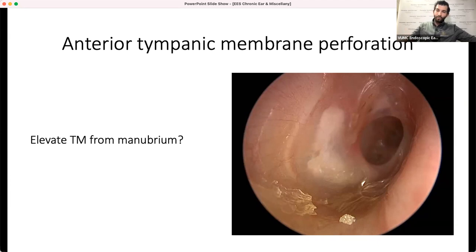When we report our outcomes on tympanoplasty, we're usually reporting outcomes at 500, 1,000, 2,000, 3,000 hertz. And we're not capturing that high frequency hearing that probably has some impact on a patient's experience of hearing, even if those frequencies are not within the speech range.